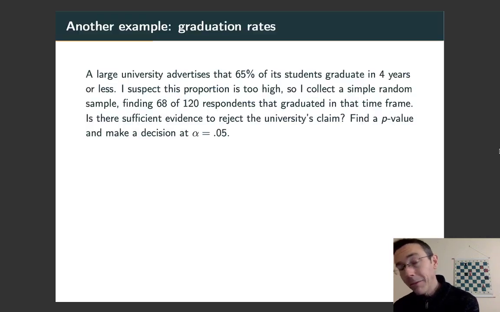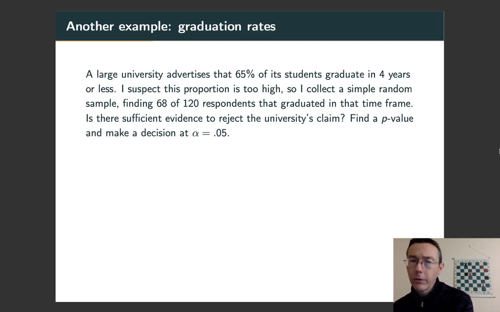So here's the example we're going to be working with today. A large university advertises that 65% of its students graduate in 4 years or less. I worry that they're overestimating it, so I collect a simple random sample. I talk to 120 people. I find that 68 of them graduated on time in that time frame. Is there sufficient evidence to reject the university's claim?